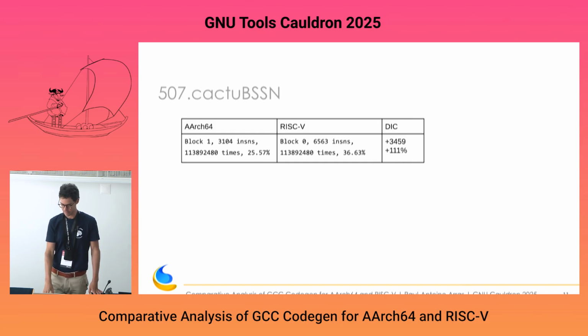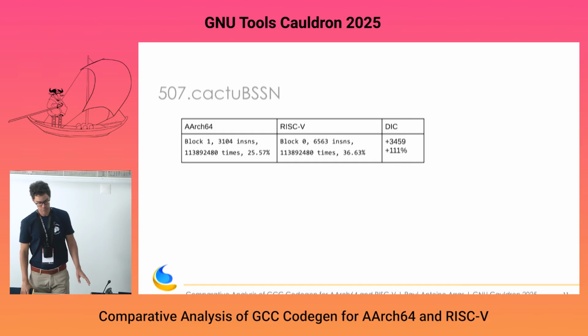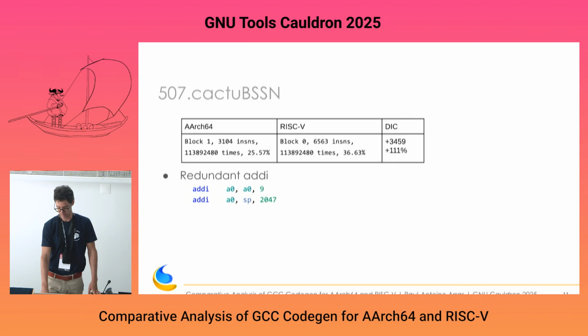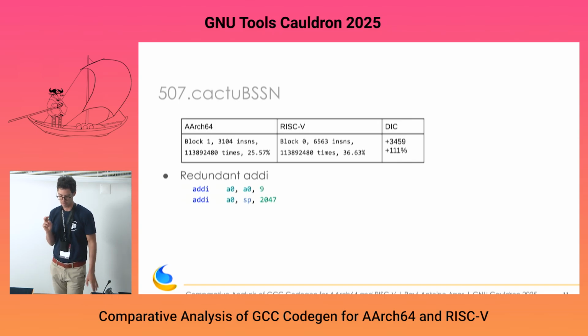And what I found is that, here you get the third column that we don't have in the first example. Here it is showing you the difference in dynamic instruction count if we take AArch64 as a reference. So here we've got more than twice the number of instructions for RISC-V compared to AArch64. That's really a huge difference. And also since this top block accounts for more than a third of the whole run, that's definitely something we should look at. So I found two interesting issues.